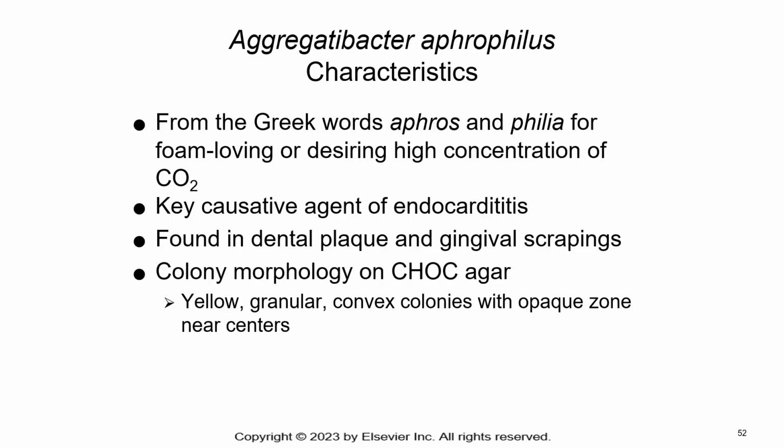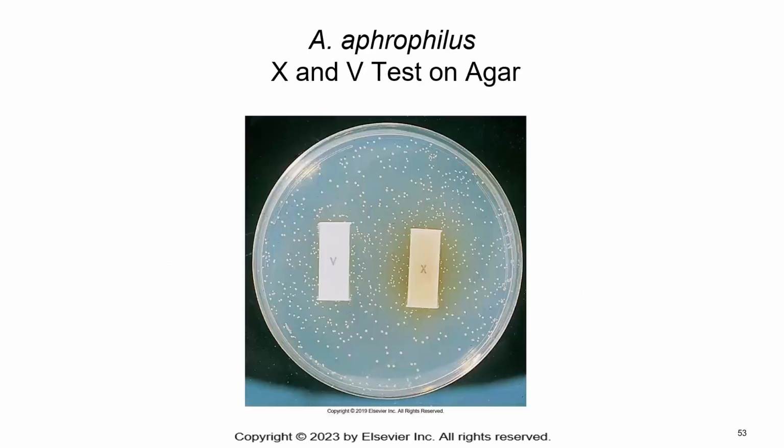Aggregatibacter, from the Greek word aphros or philia, foam-loving or desiring high concentration of CO2. Key causative agent of endocarditis, and it's found in dental plaque and gingival scrapings. Here you can see it on the plate of X and V.